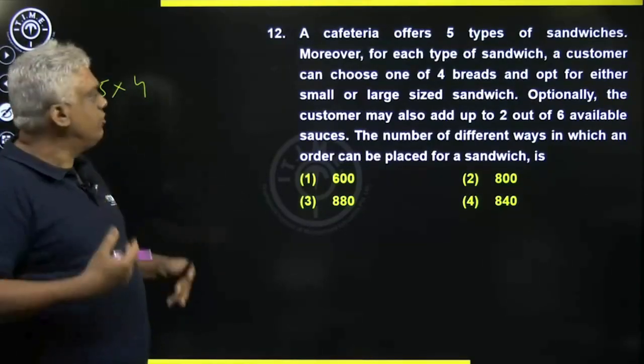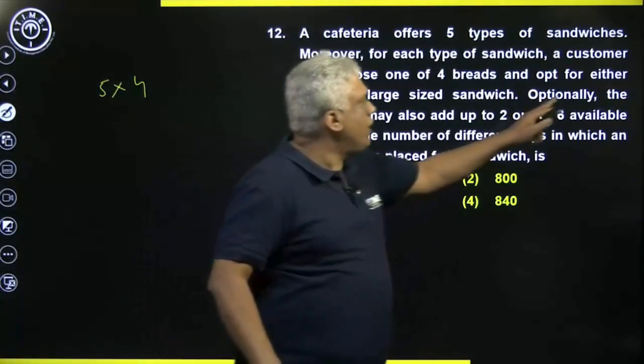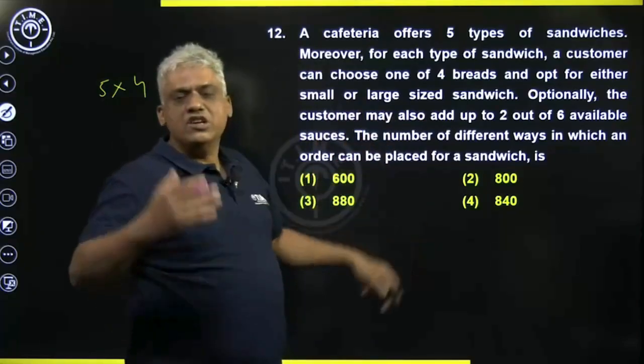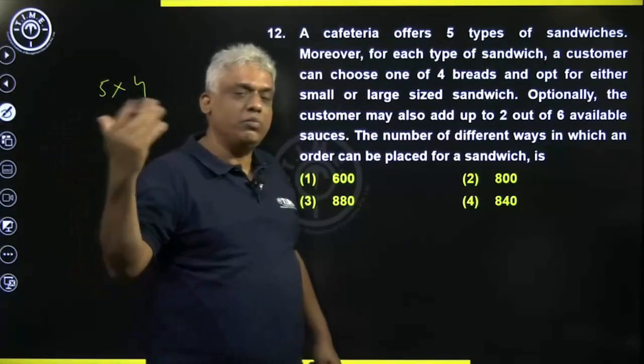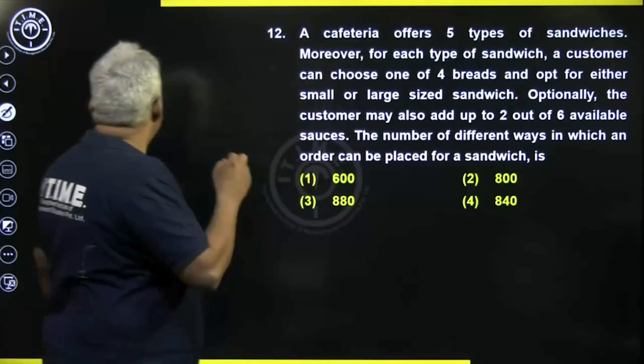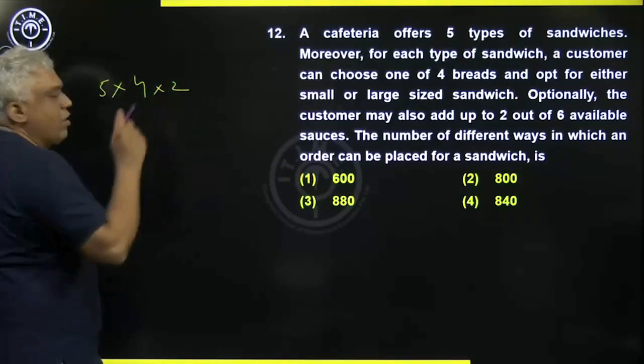And now for each of these 20 ways, he can also have a small or large. So for each of these 20, he has 2 options. One for small or large. So into 2. Okay.